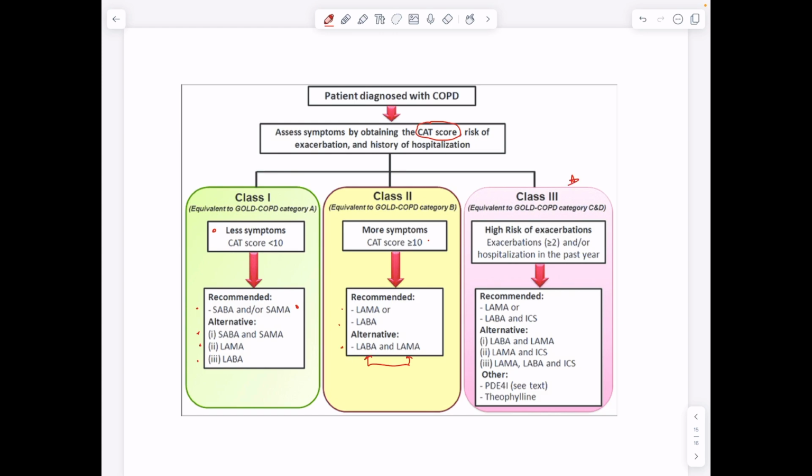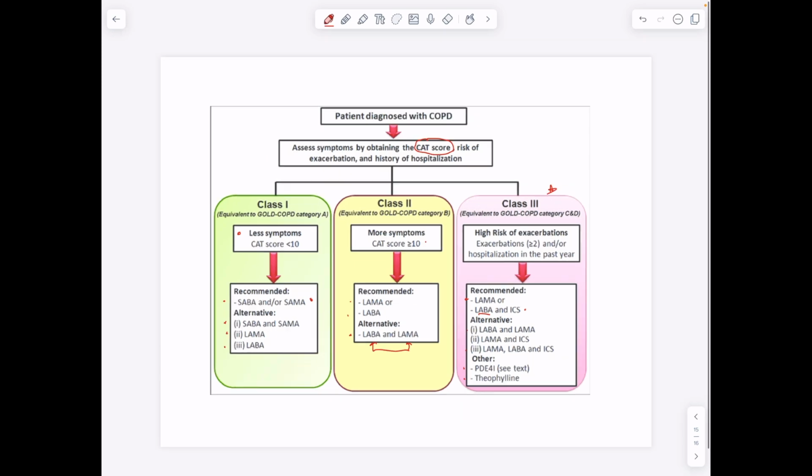And then class 3, high risk of exacerbations, greater than 2 and/or hospitalized in the last year, recommended LAMA, long-acting muscarinic antagonist, or a long-acting beta agonist with an inhaled corticosteroid. All right, alternatives: LABA with a LAMA with an inhaled corticosteroid, LABA and inhaled corticosteroid, theophylline, or a phosphodiesterase inhibitor.